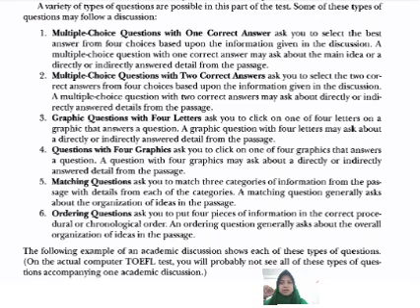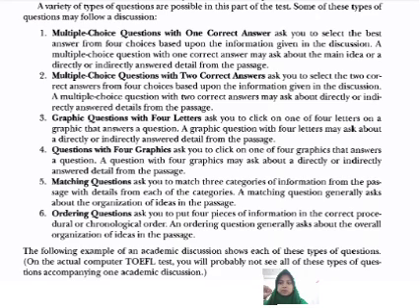Fifth, matching questions ask you to match 3 categories of information from the passage with details from each of the categories. A matching question generally asks about the organization of ideas in the passage. And the last, ordering questions will ask you to put 4 pieces of information in the correct procedural or chronological order. An ordering question generally asks about the overall organization of ideas in the passage.